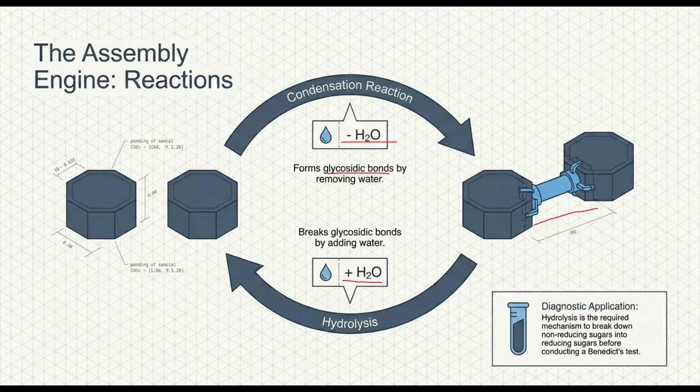These reactions are extremely important in digestion and biological testing. For example, non-reducing sugars must first be hydrolyzed before performing the Benedict test. We have learned that before. So we have to hydrolyze this, and again combine for some other reactions. These are the diagnostic applications. Hydrolysis is a required mechanism to break down non-reducing sugars into reducing sugars before conducting the Benedict test. That is what you have to keep in mind.